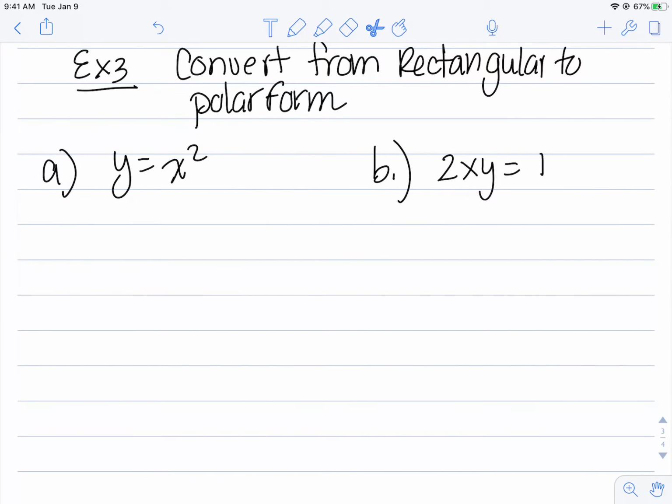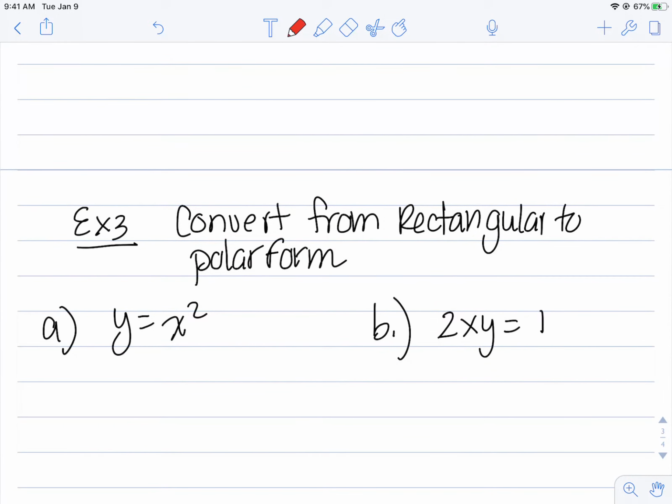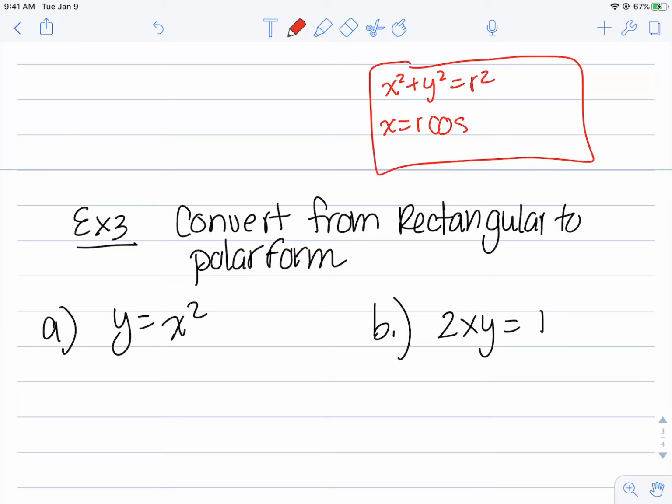Before we start, again, I'm going to draw my toolbox. It's so important to keep in mind the equations we're going to use. So we have x squared plus y squared equals r squared. We have x equals r cosine theta and y equals r sine theta. We also have tangent theta equals y over x in case we see that.